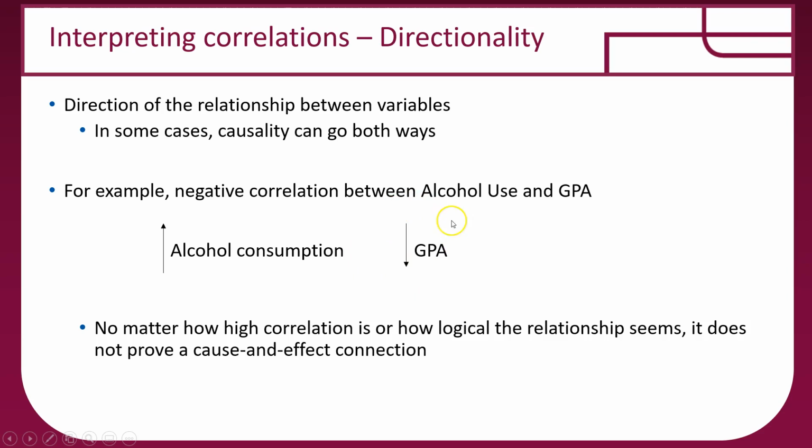That having a low GPA, they're stressed out. They're thinking, I'm going to get kicked out of college. My parents are going to be mad. And they start drinking. So you don't know which causes which if all I've done is a correlation where I've just asked people, how much alcohol do you consume and what's your GPA? So no matter how high your correlation or how logical the relationship, you can't say anything about cause and effect.